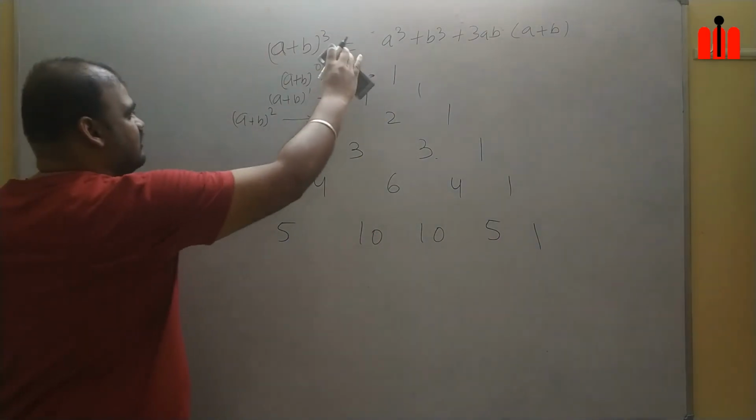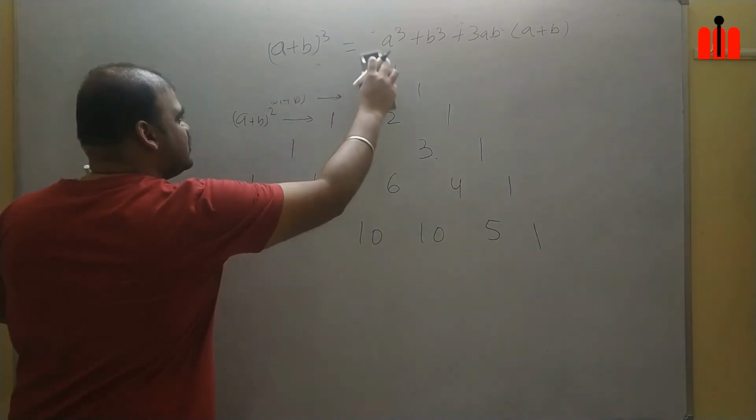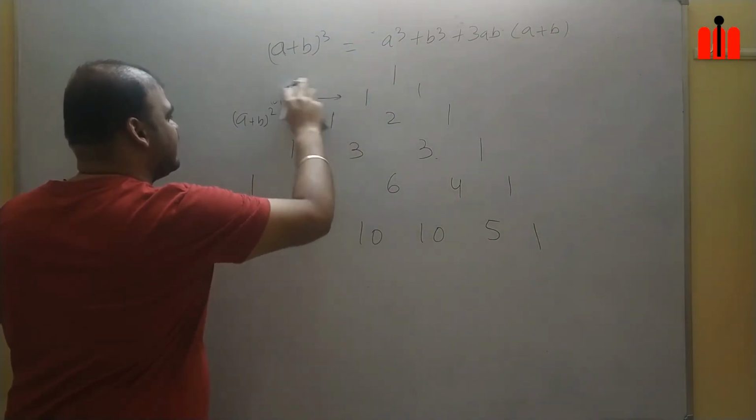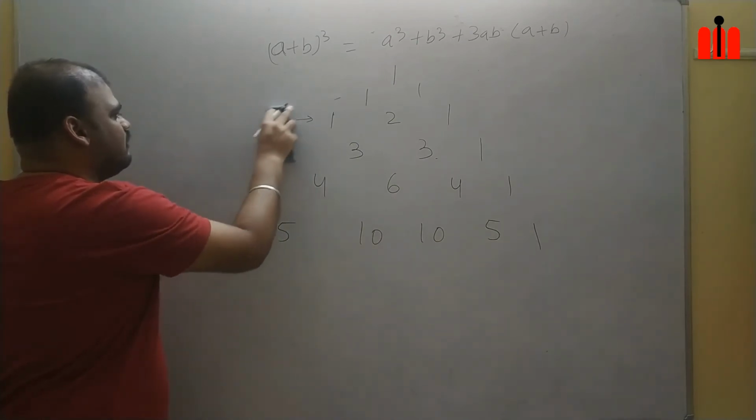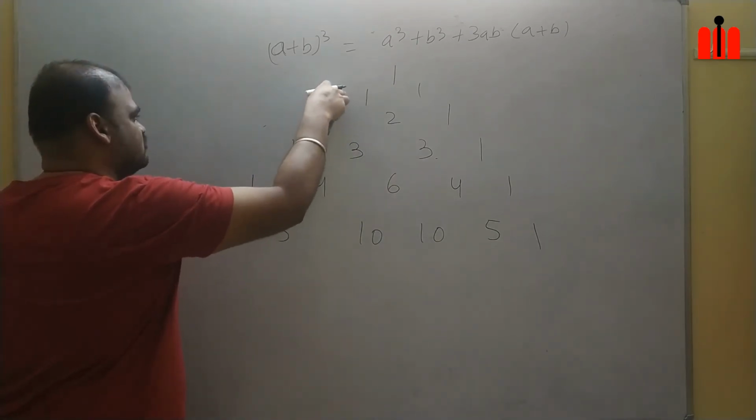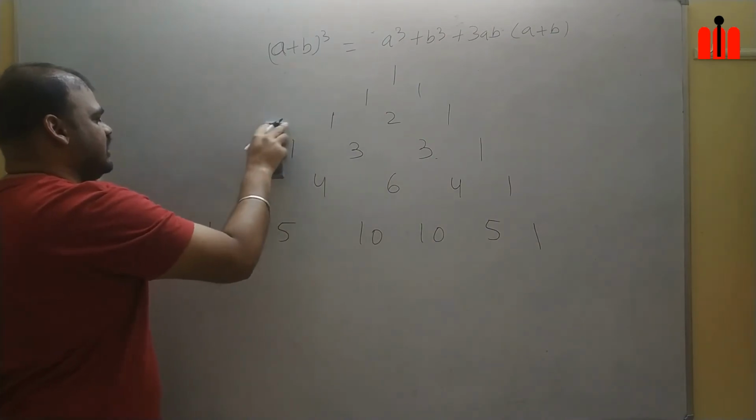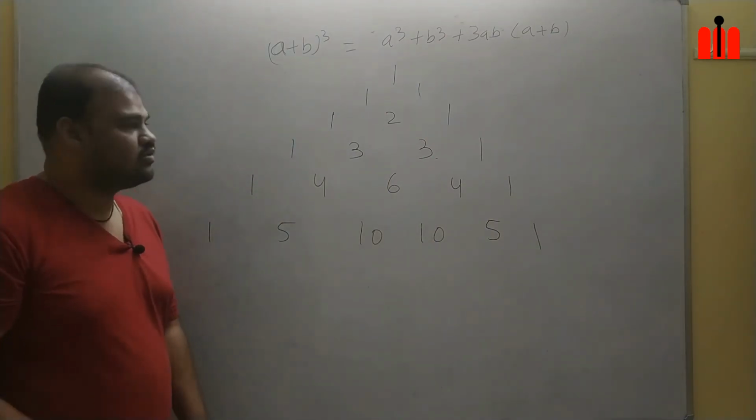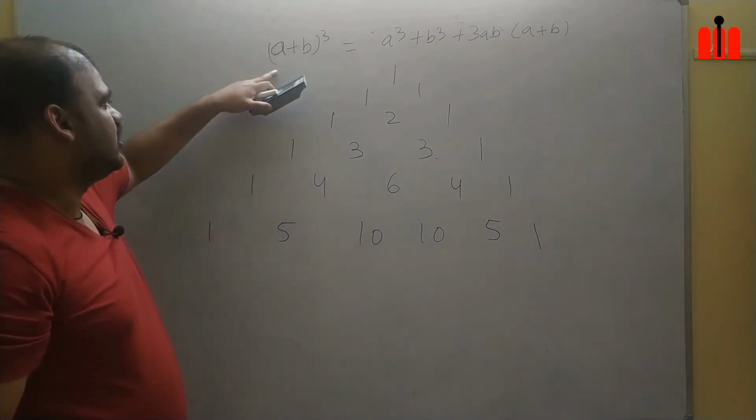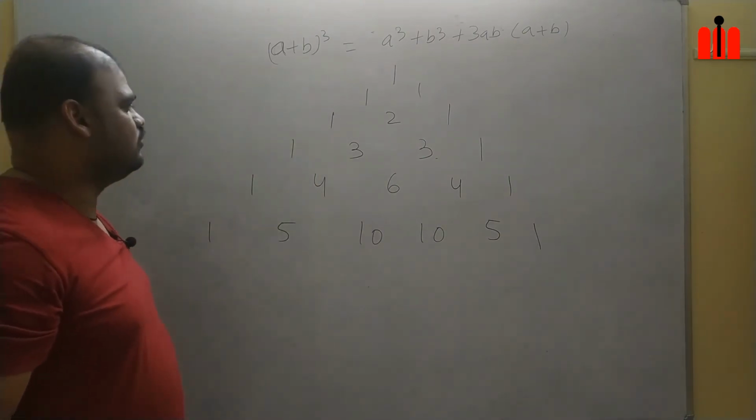For that, I will rub this out. Now you understood, right? Each and every step is the expansion of (a plus b) to the power of n. So n starts from 0, 1, 2, 3, 4, 5 and so on. This triangle will go on. So we will see first (a plus b) whole cube, how we got it.